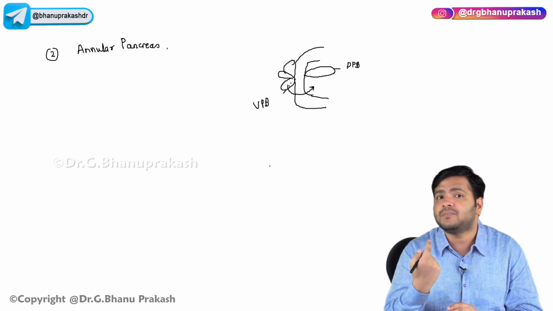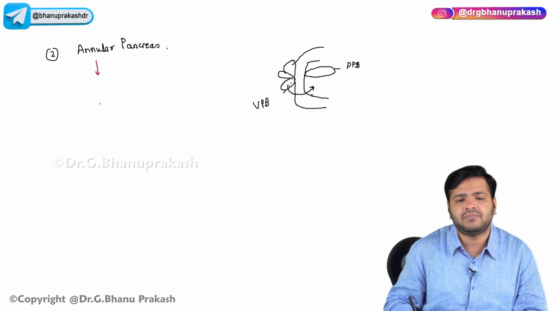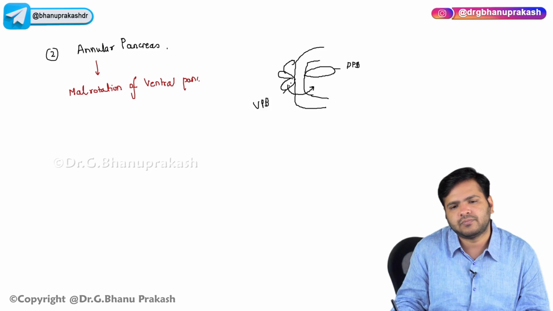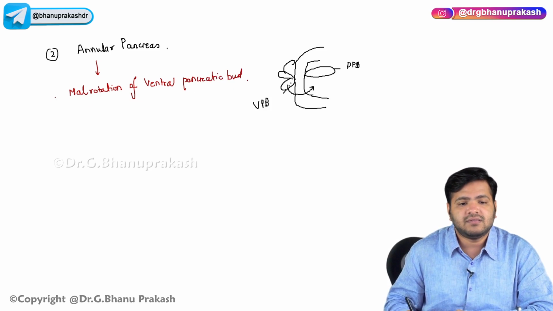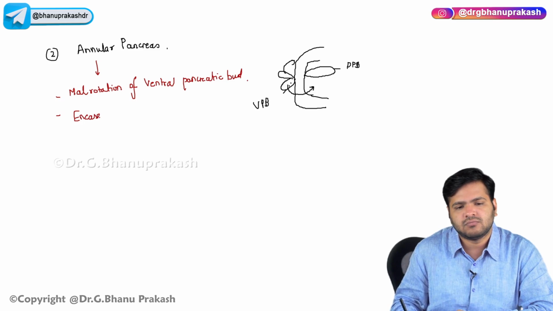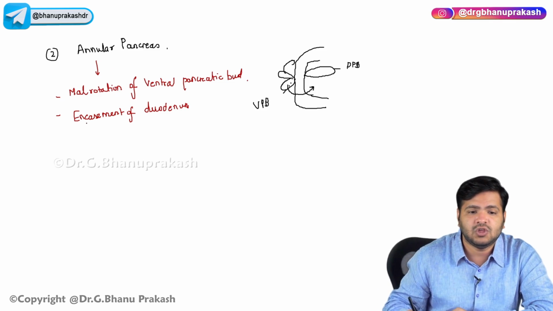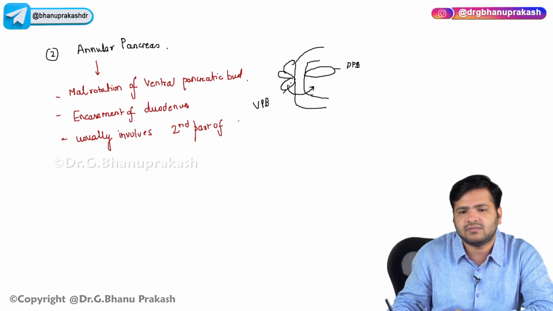कहने का मतलब है duodenum को पूरा का पूरा जकड़ लेगा कौन? This ventral pancreatic bud. So remember, in annular pancreas we have malrotation of the ventral pancreatic bud, right? There is encasement of the duodenum. Duodenum के चारों तरफ, it is surrounded by this ventral pancreatic bud, and usually it involves the second part of the duodenum. It is the second part of the duodenum only.